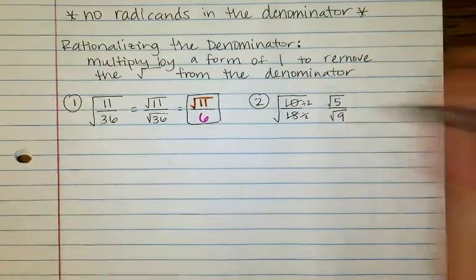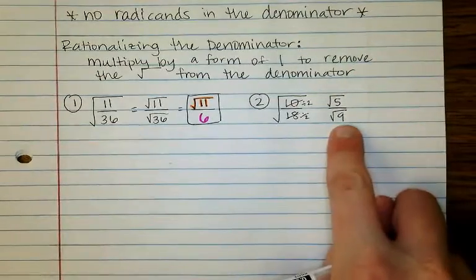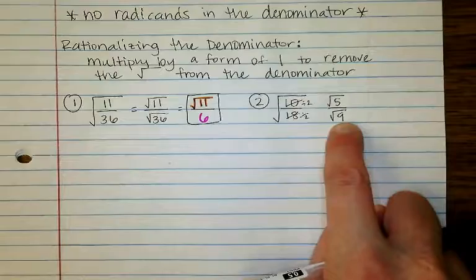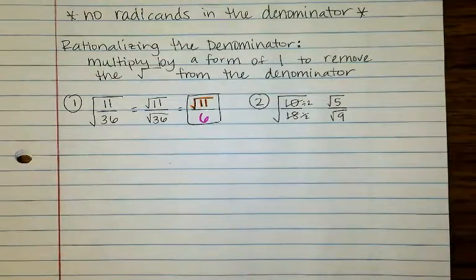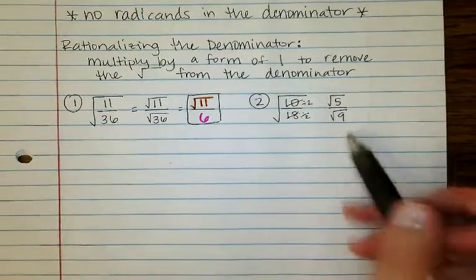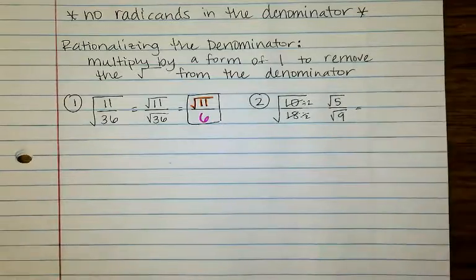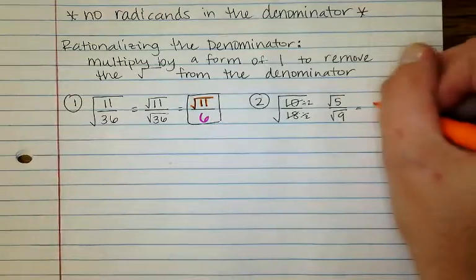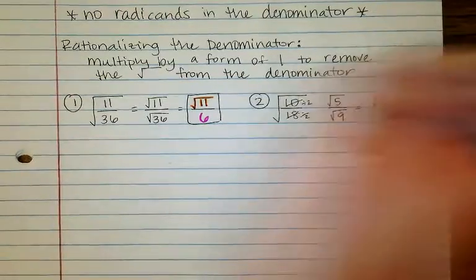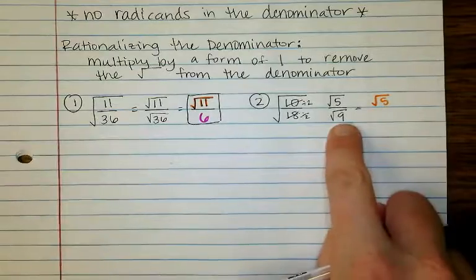Why? Because of this square root of 9. So the square root of 5 stays the square root of 5. It's not going to change at all. But what's the square root of 9, y'all? 3. So that's just going to be over 3. So that's going to be the square root of 5 over 3. And that is our final answer.